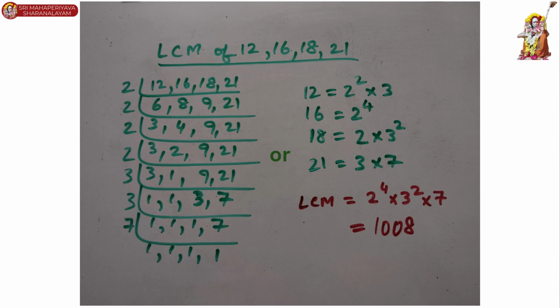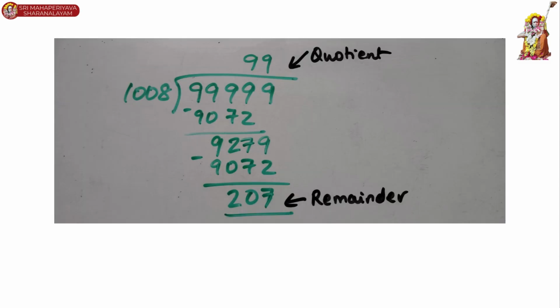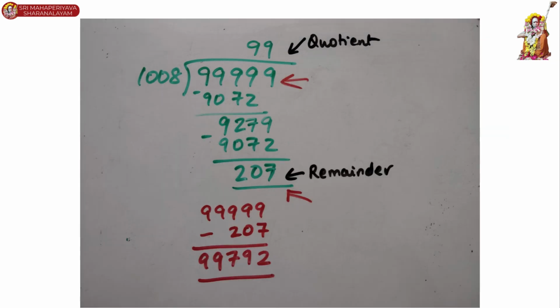What's the next step? We divide 99,999 by 1008. We get the quotient as 99 and the remainder as 207. So if we subtract 207 from 99,999, we get the answer as 99,792. This is the answer.